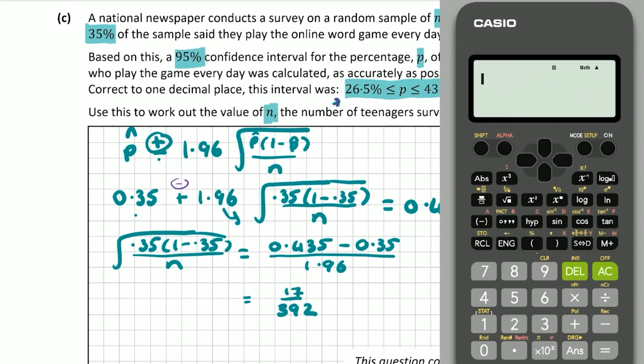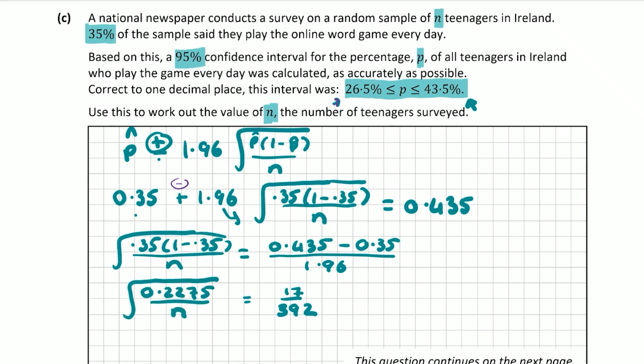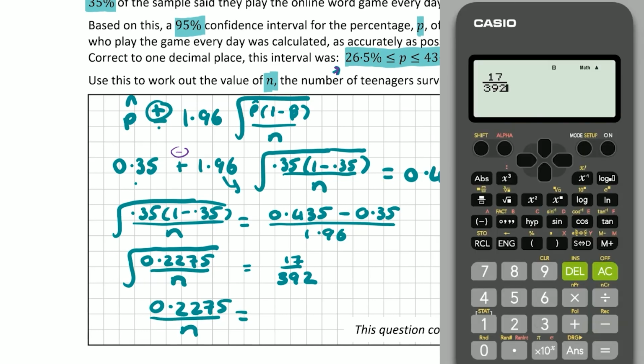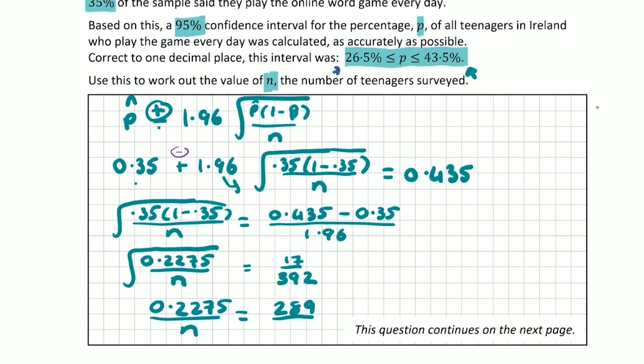And then that is equal to, I'm just going to work out what's on top of the bracket inside the square root. So I have 0.35 multiplied by 1 minus 0.35, and that is 91 over 400, or 0.2275, over n. So we want to get rid of the square root, so let's square both sides. We're just going to be left with 0.2275 on this side over n, of course. And on this side, let's square 17 over 392, and we get 289 over 153664. So I want to find n on its own. So I'm going to swap this n here with this, directly swap them.